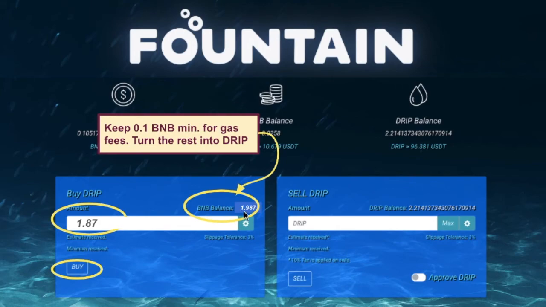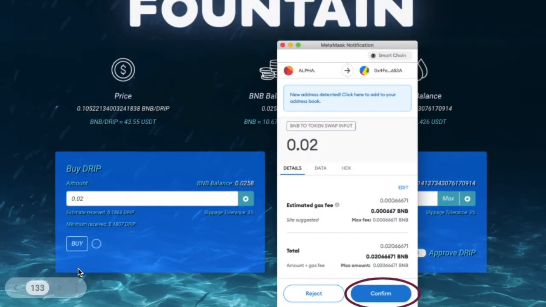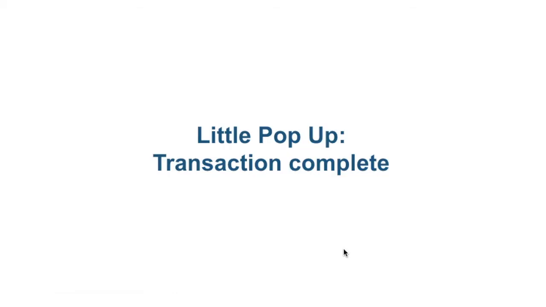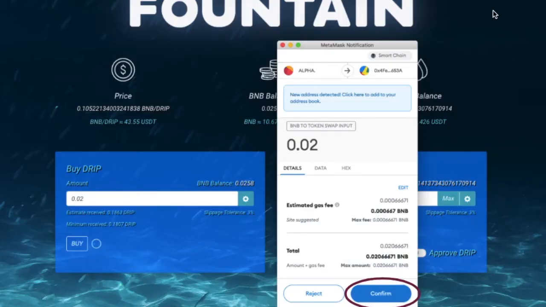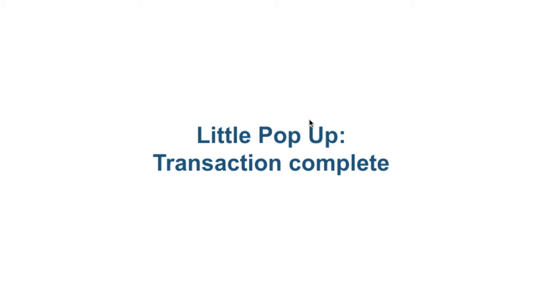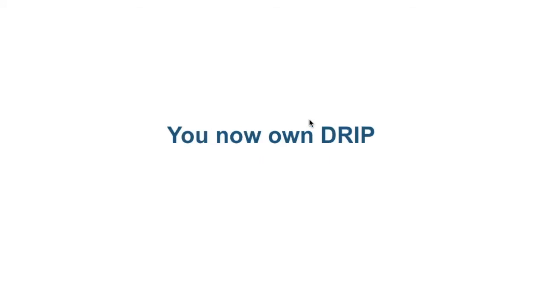So if I have 1.987, then I would put the amount 1.87 in there, so that I still have a little bit in there for postage money. I hope that makes sense. And I'm going to click on buy. Now with that, it's going to pop up a little MetaMask window again. I'm going to click on confirm. And you're probably going to get a little pop-up right here that says transaction complete. If you get that, then you have your transaction completed, and in that moment you now own Drip. Congratulations.